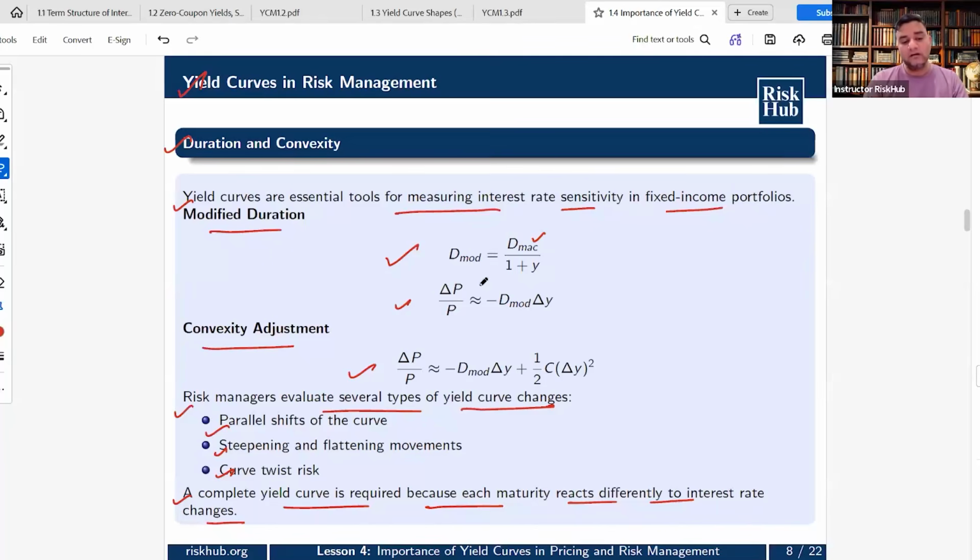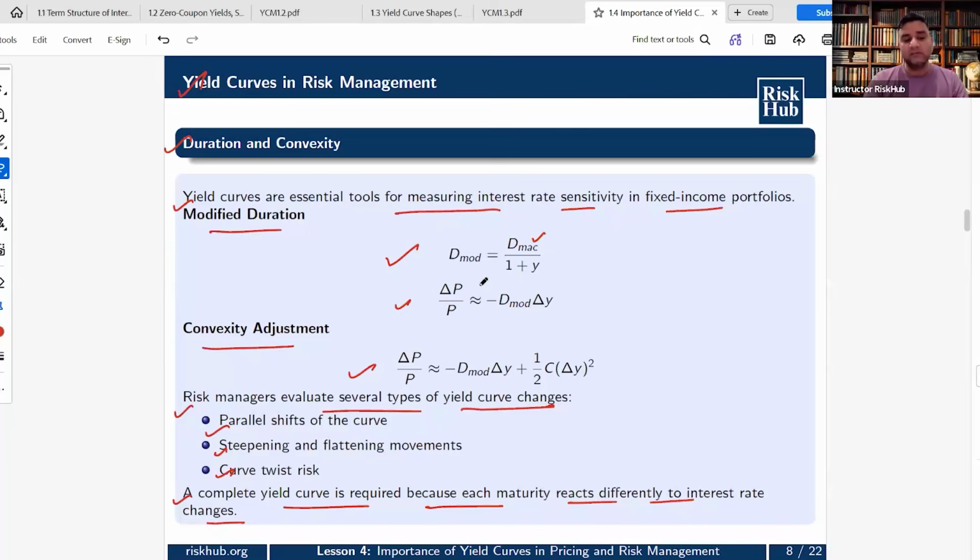Then we have delta P over P is approximately equal to minus D modified times delta Y. The formula says the percentage price change is minus duration times the yield change. Delta P is the change in price, P is the current price, and delta Y is the change in yield as a decimal. The minus sign accounts for prices falling when yields rise. It is used as a first order estimate of interest rate risk.